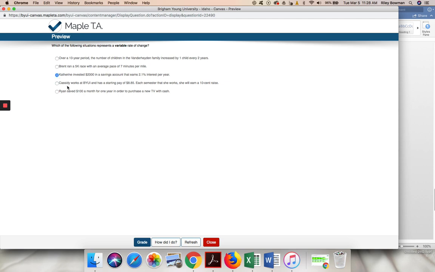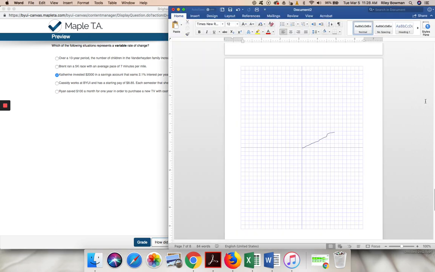just to look at them. Cassidy works at BYU Idaho and has a starting pay of $8.85. Each semester that she works, she will earn a 10-cent raise. So again, just like the child example, she's going to earn 10 cents for every year, 10 cents for every year, 10 cents for every year, so that I have another line. And you will see that if I were to connect those points, I get just a constant line.